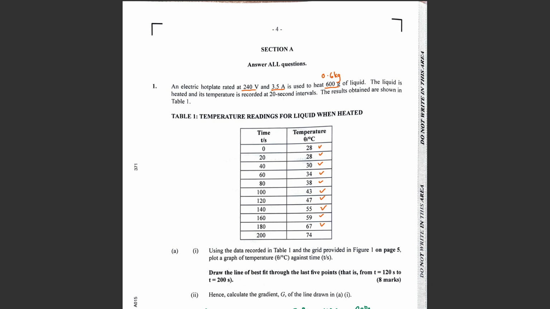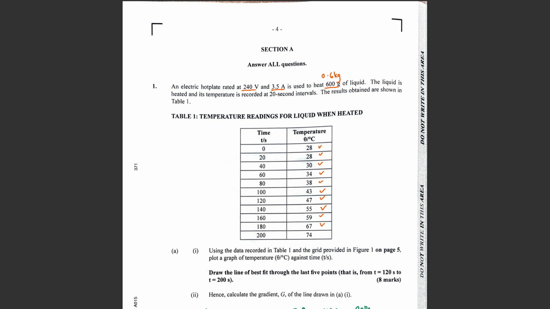It starts off with question 1, and of course it's a graphing question. It says an electric hot plate rated at 240 volts and 3.5 amps is used to heat 600 grams of liquid. The liquid is heated and its temperature is recorded at 20-second intervals. The results obtained are shown in Table 1. So here we have the temperature readings for the liquid when heated.